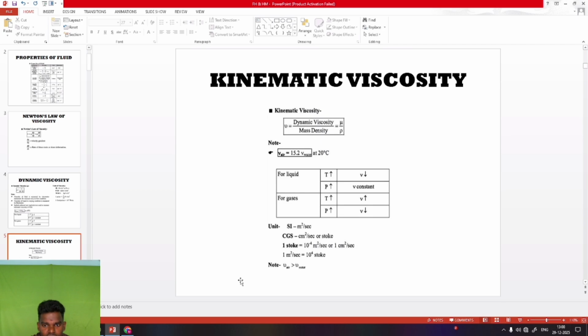The SI unit of kinematic viscosity is meter square per second, and the CGS unit of kinematic viscosity is centimeter square per second or Stoke. 1 Stoke is equal to 10 power minus 4 meter square per second or 1 centimeter square per second, and 1 meter square per second is equal to 10 power 4 Stokes. Kinematic viscosity of air is always greater than kinematic viscosity of water.